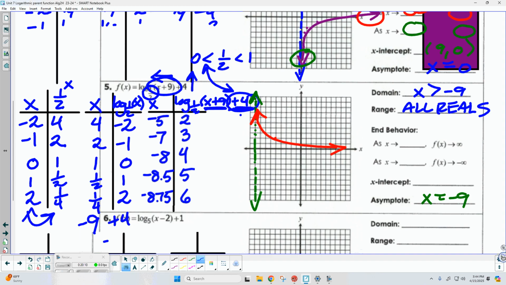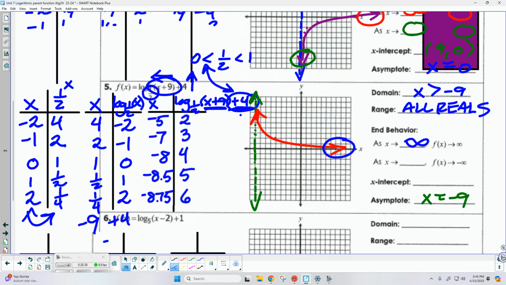As x approaches blank, f of x approaches infinity. So what should x approach? Okay, 0. Ooh. Infinity. So at some point it's going to cross the x-axis, but it's going to continue to go down. So as x is getting larger, the graph is dropping. Yeah, so we don't have a horizontal this time. We have a vertical. Yep.